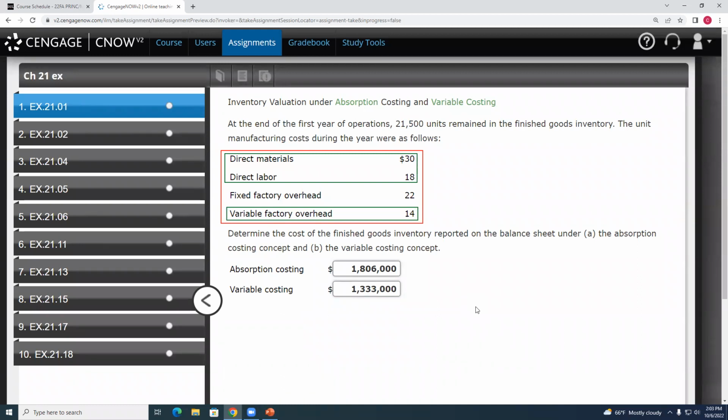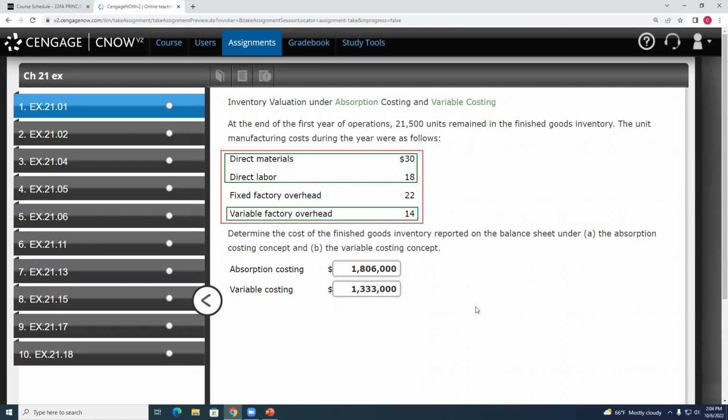A difference of about what, $470-ish thousand. Pretty big difference. Difference of about $470,000. And that means that our income on the income statement would also be different by that same amount.